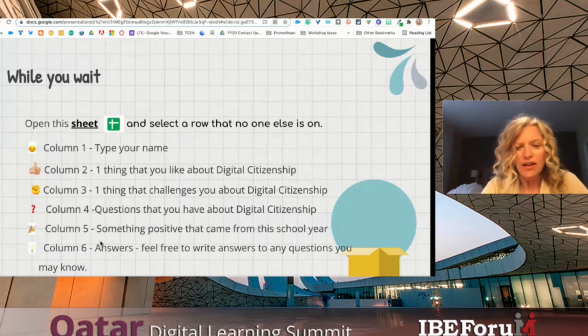I know with all of the changes with the pandemic, some people had a hybrid approach to learning. Some people did just strictly online learning. So what's something positive that came from this school year? And then in column 6, feel free to write any answers that you may know to any of the other questions that people have put on this sheet.